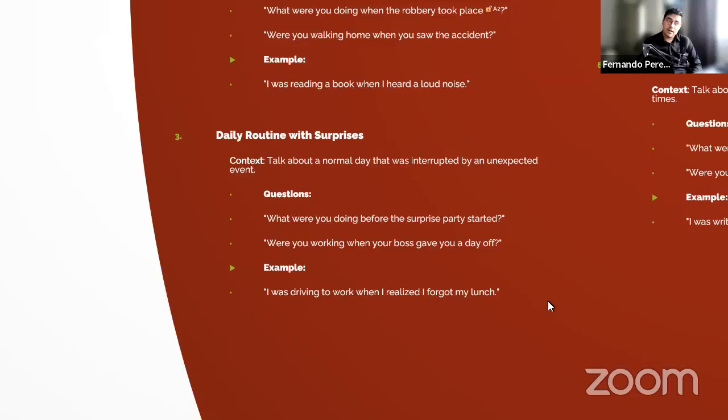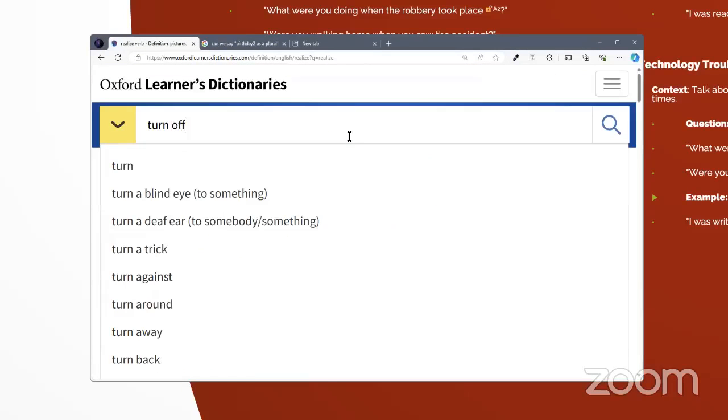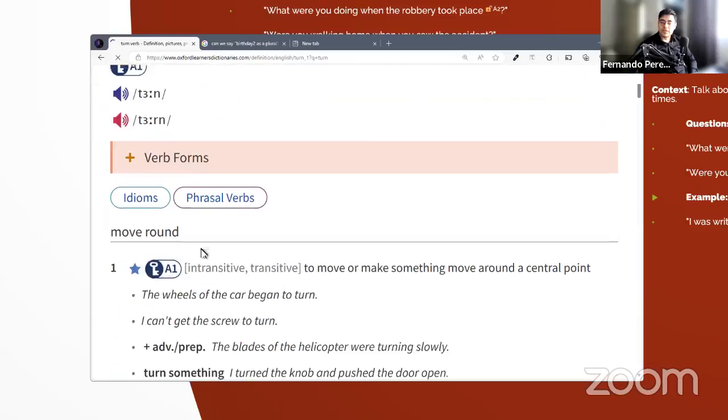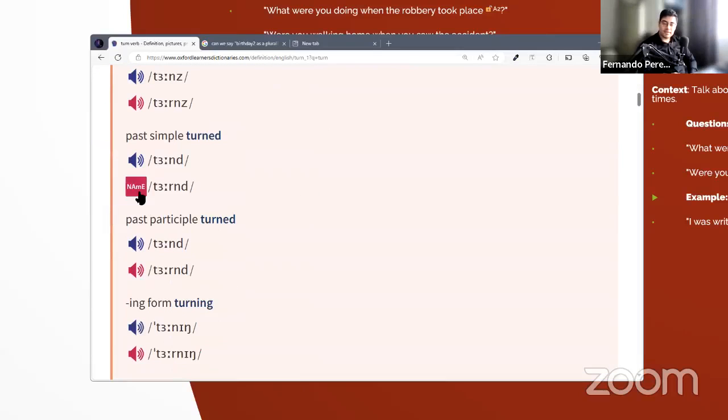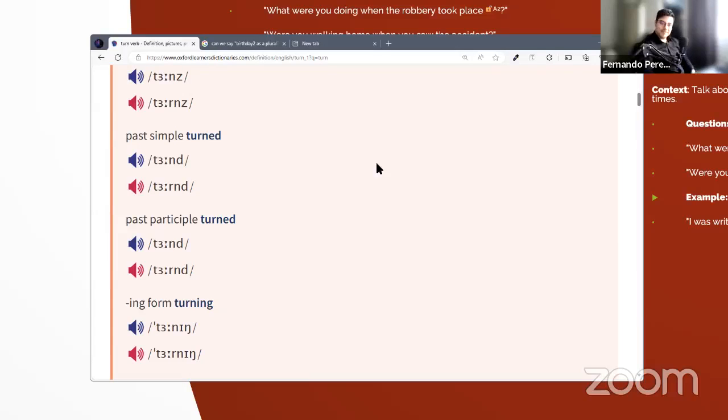Lo que quieres decir es que mi carro no prendía o mi carro se apagó. Apagarse. Turn off. The verb turn is regular. Turn in past. Turned. Turned off. Exactly. Turned off. Correct.